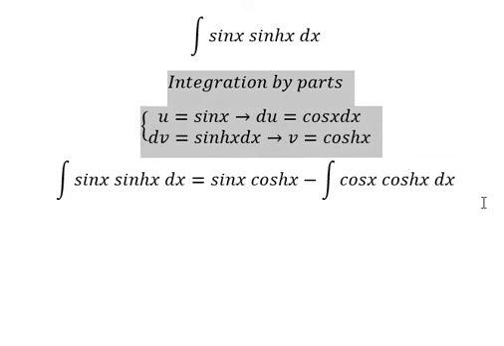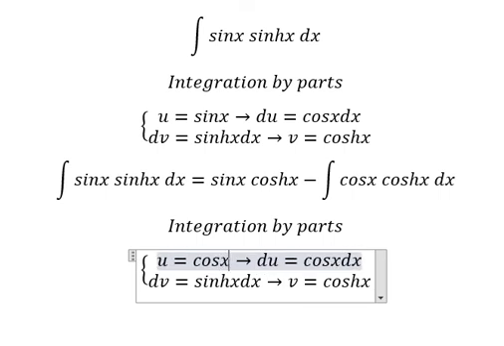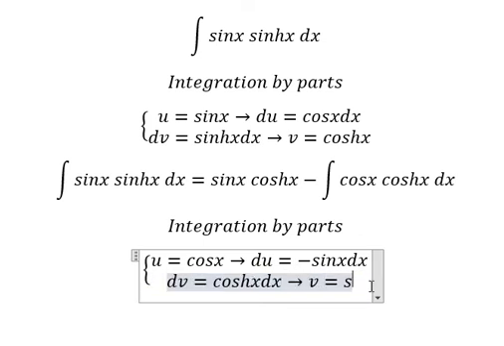Next, we continue using integration by parts again. So this one we change to cosine x. First, the derivative of cosine x, we have negative sin x. This one we change to cos x. So this one there should be sin x.